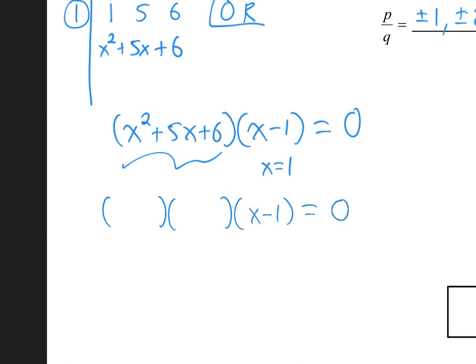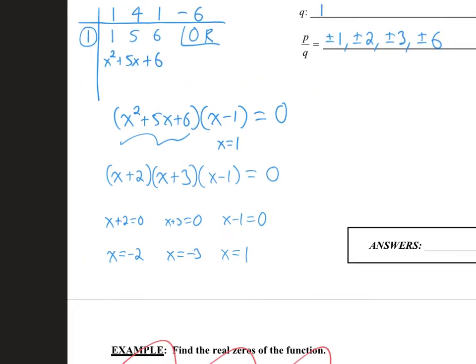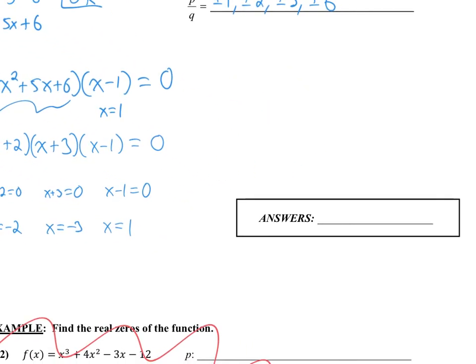So we need factors of x squared. Well, that's going to be x and x. We need factors of 6 that add to 5. Well, what multiplies to 6 and adds to 5? We're going to do plus 2 and plus 3. And now we can set each part equal to 0. So x plus 2 equals 0, x plus 3 equals 0, and x minus 1 equals 0. We're just going to solve it. So x equals negative 2, x equals negative 3, and x equals 1. So our answers are negative 2, negative 3, and 1.